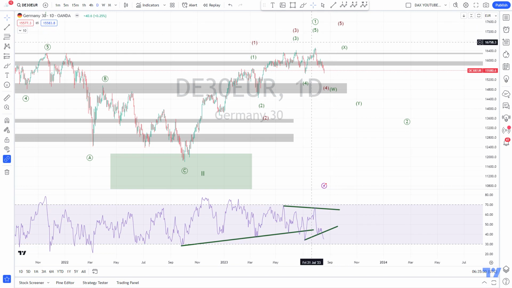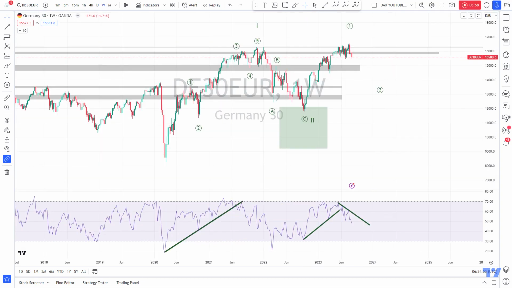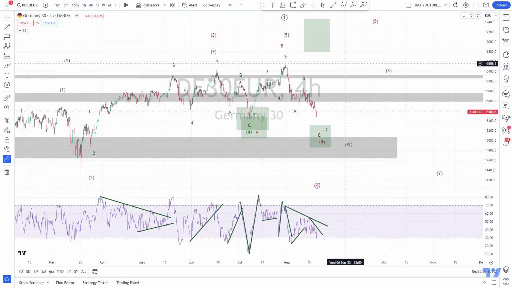So now, putting this all together, I just prefer to take this as my primary scenario. The primary scenario is that the wave one is finished here, so that we had here our wave three, that was the four, and that this short impulse up here was our wave five. But this can of course change. Much will depend on what we will do here.